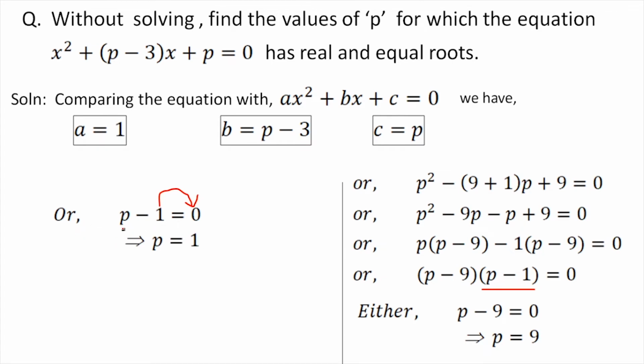So what are the two values of p? The two values of p are 9 and 1. So therefore p equals 9 and 1. The question says find the value of p. So we have found the value of p to be 9 and 1, for which the roots are real and equal. This is how you solve this kind of question.